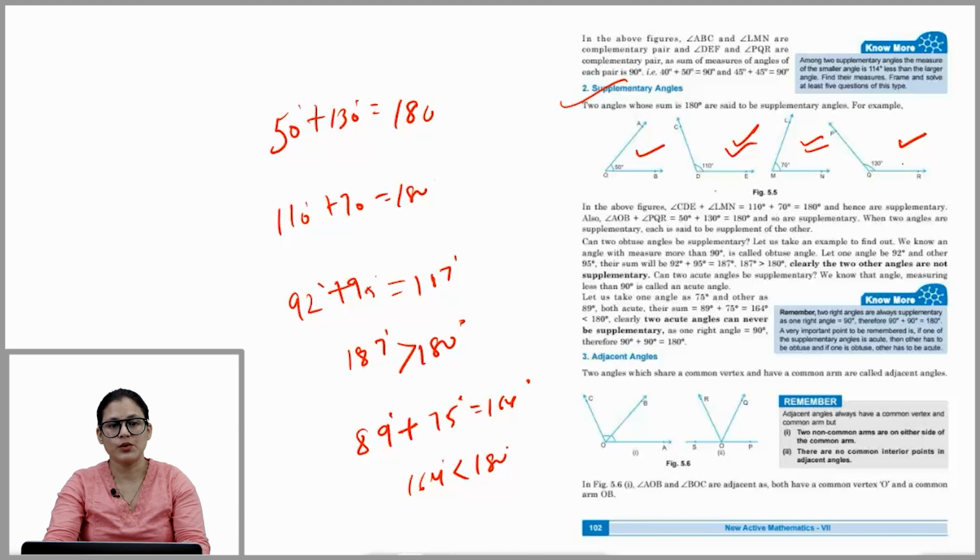As one right angle is equal to 90 degrees, 90 plus 90 is equal to 180 degrees. Okay, so remember, two right angles are always supplementary, as one right angle is equal to 90 degrees.